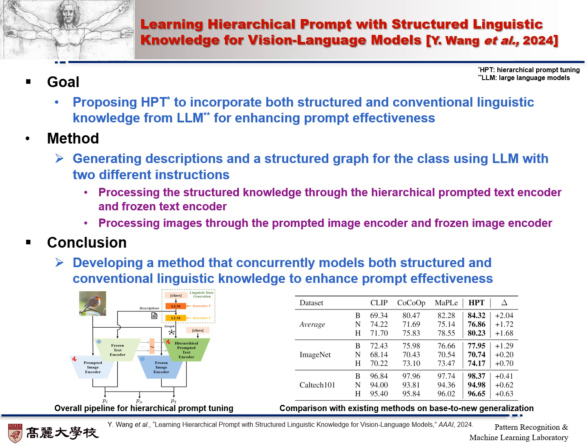Let me explain the method. First, they use an LLM with two different instructions to generate a description and a structured graph for a class. They then feed the description and structured graph as input to the fixed text encoder and the hierarchical prompt text encoder, respectively.